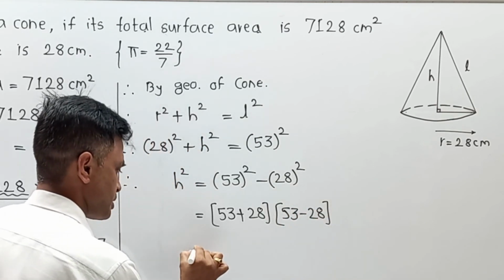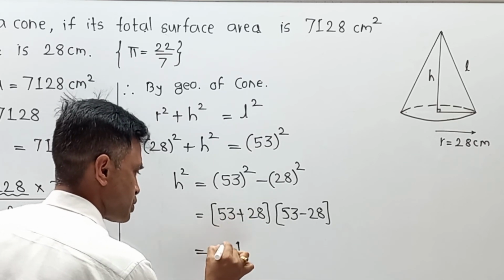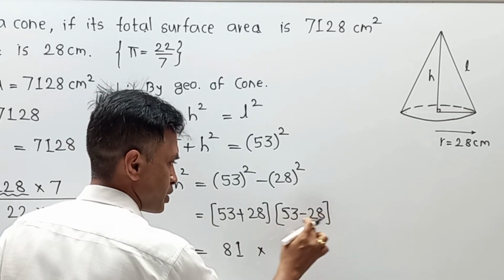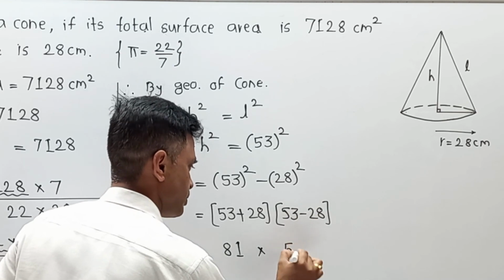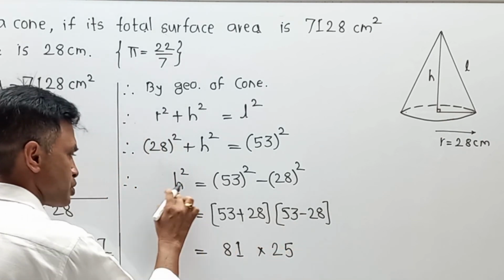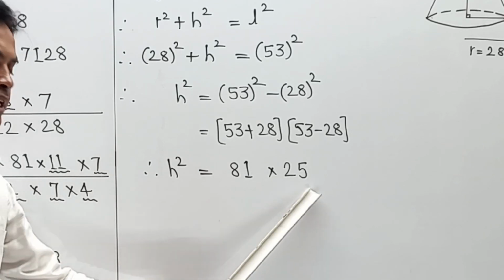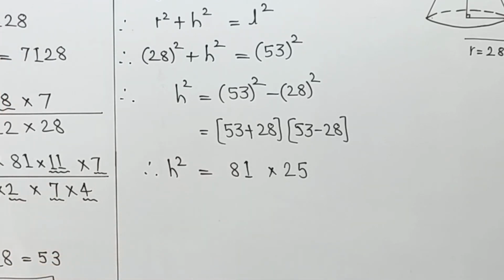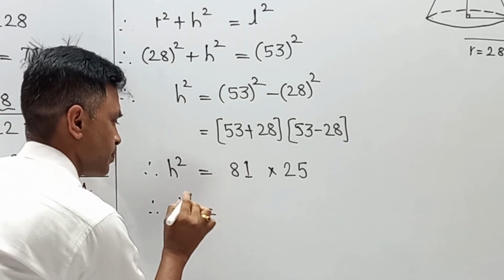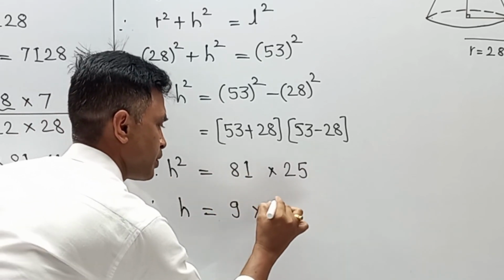And the simplification: 8 plus 3 is 11, carry 1, 5 plus 2 is 7, plus 1 is 8. Into 53 minus 28: 13 minus 8 becomes 5 and carry 1, 5 minus 3 becomes 2. So h square is nothing but 81 into 25. You directly take root from both sides. What will be the trick? h square is 81 into 25, so 81 has a root 9 and 25 has a root 5.